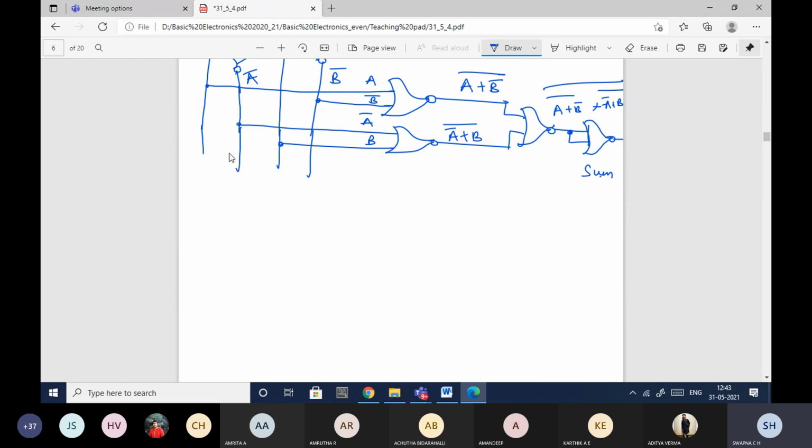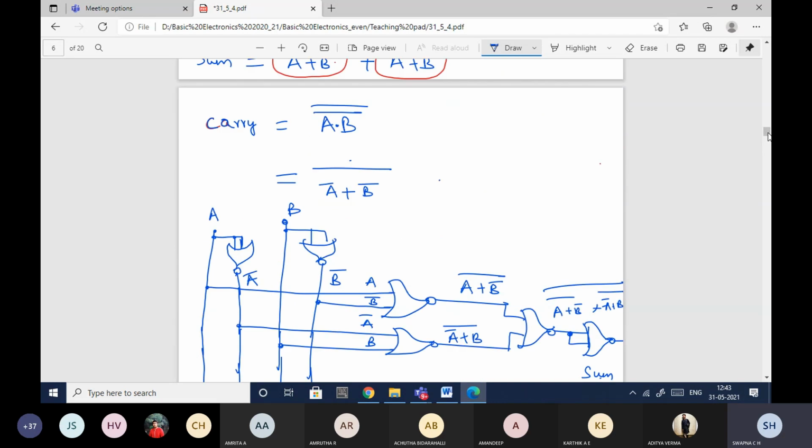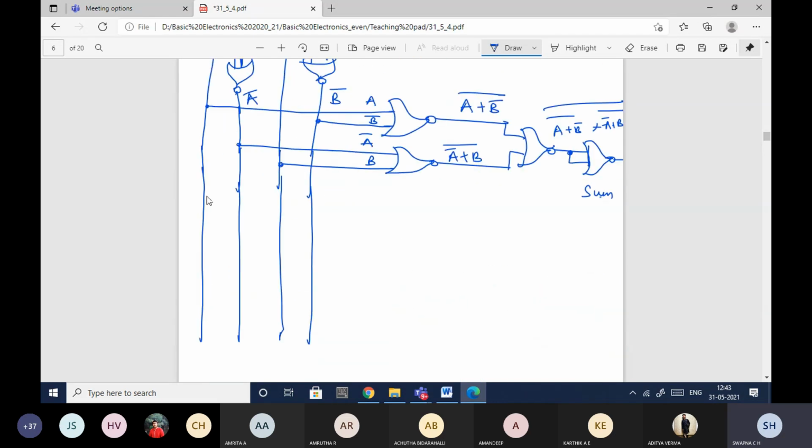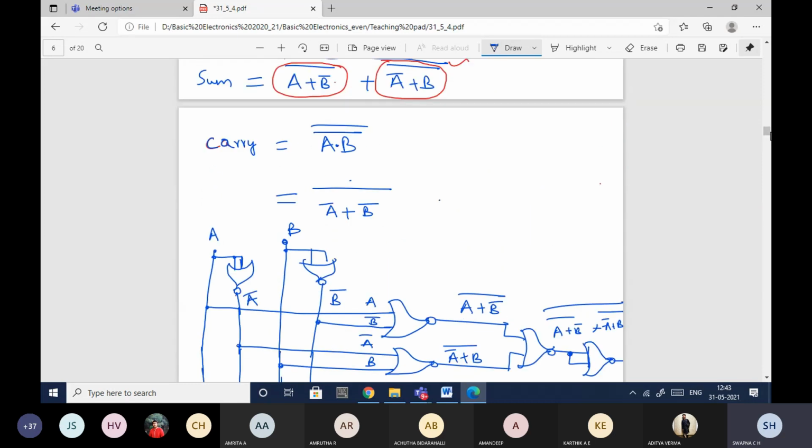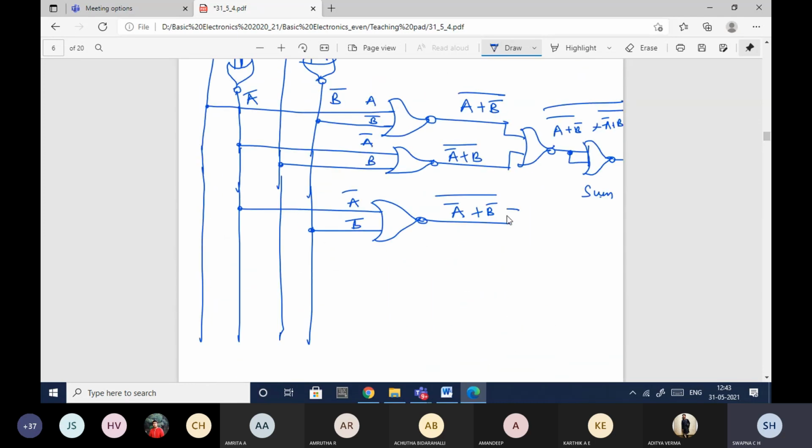In the same way, I need to get carry also, and as I've already mentioned, you need to take from the same inputs. So carry is A bar plus B bar whole bar. This is my A bar, and this is my B bar. Give it to the NOR gate. So A bar plus B bar whole bar, this is nothing but your carry equation. So I've got sum also, carry also. This is the implementation using NOR gates.